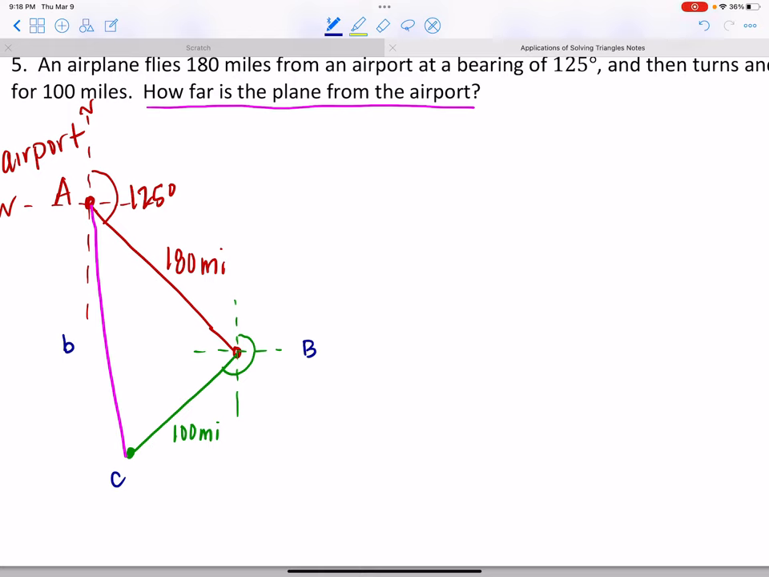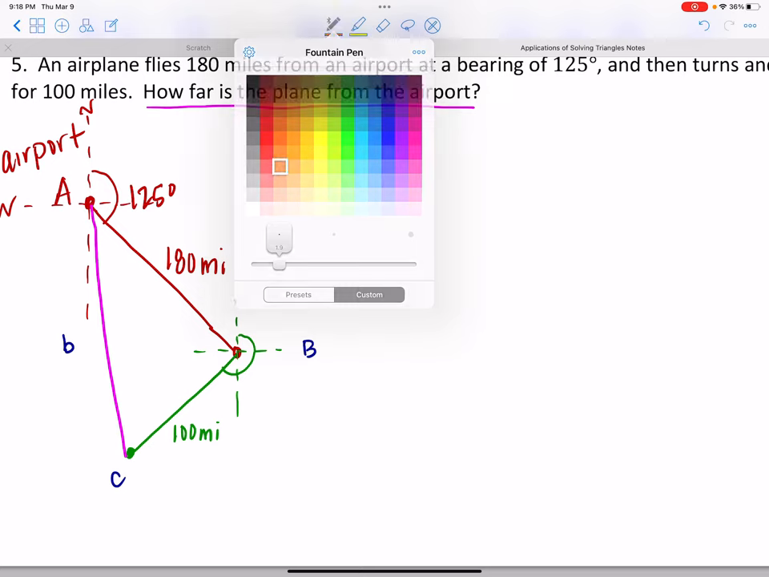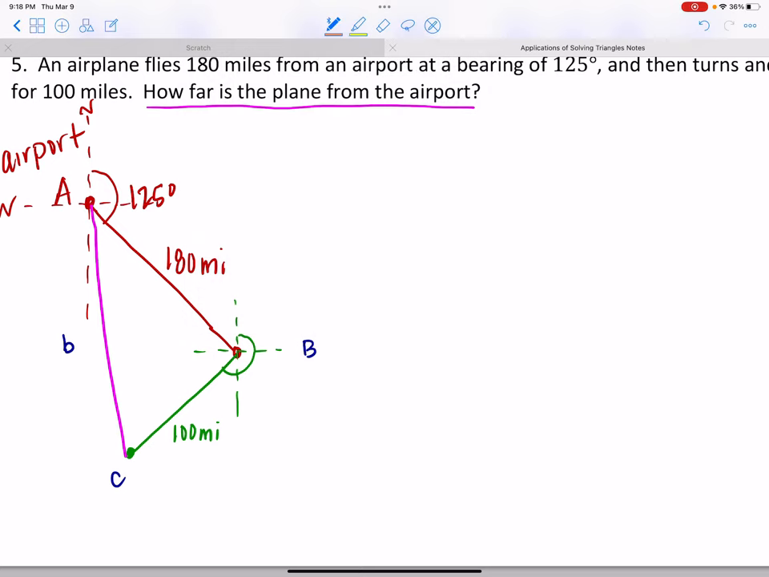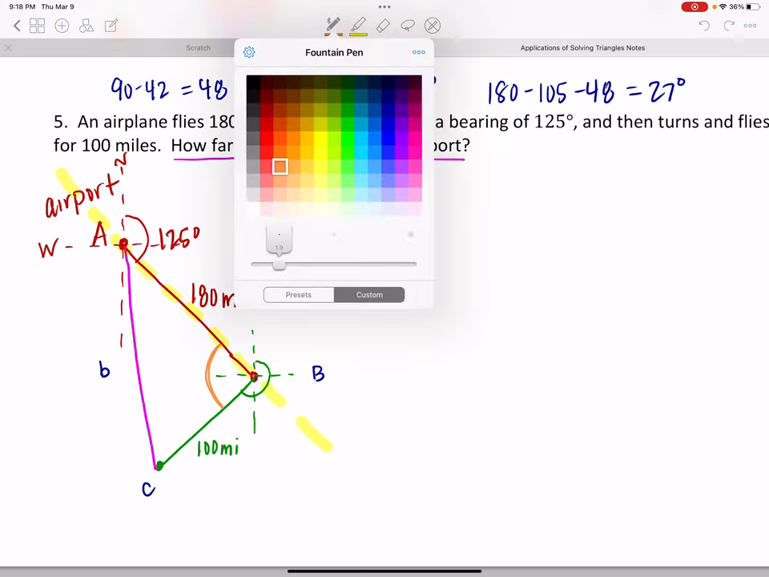So, where do we start? I need another color. Let's go back to orange. If I wanted to find this angle in here, again, I could have my side-angle-side, and I could use my law of cosines to solve. But how do I get that angle? So let's go back to this red line, okay? If I extended this red line here, then what you can see is, oh, I don't have enough colors.